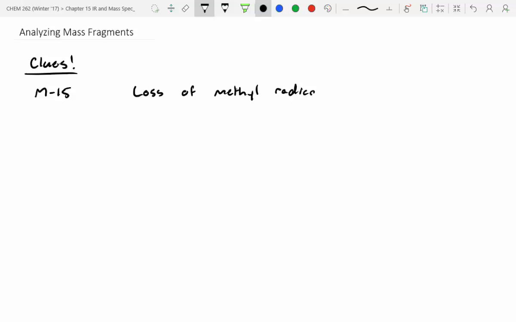We saw that on our pod. If you don't see that peak, that means you don't have a methyl group on your molecule, or at least most likely it's not very probable. The next one is mass minus 29. What do you think that is? Ethyl. Yeah, loss of ethyl.